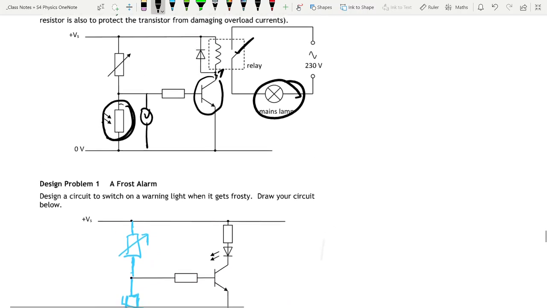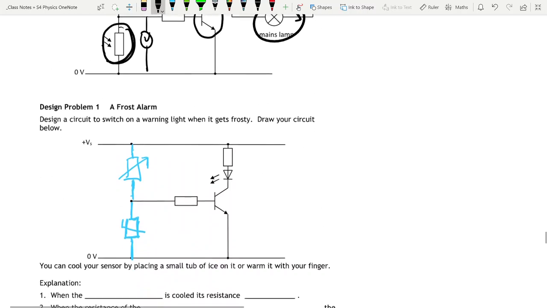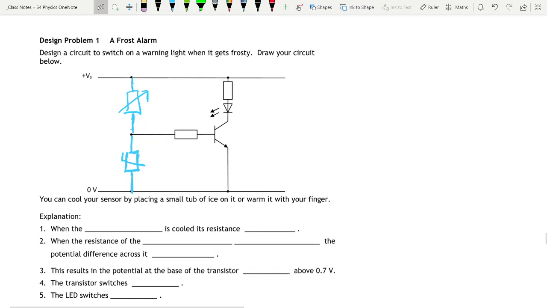Okay, so that's if the light gets low enough. We could use the same kind of principles, but instead of light getting low, we could talk about the temperature getting low. This circuit will turn on a warning light when it gets too cold, so frosty. So you cool down the thermistor, and remember, TURD, temperature up, resistance down. So if temperature goes down, the resistance increases.